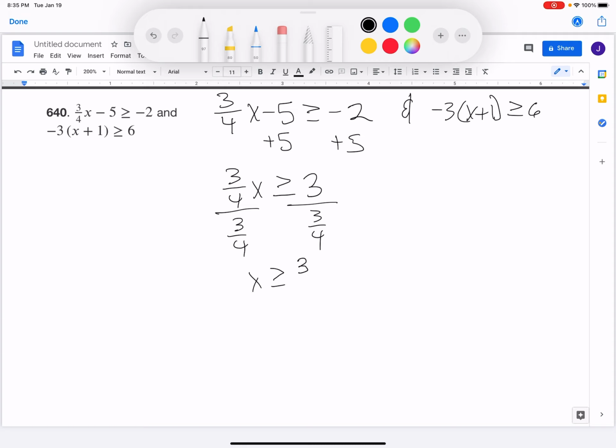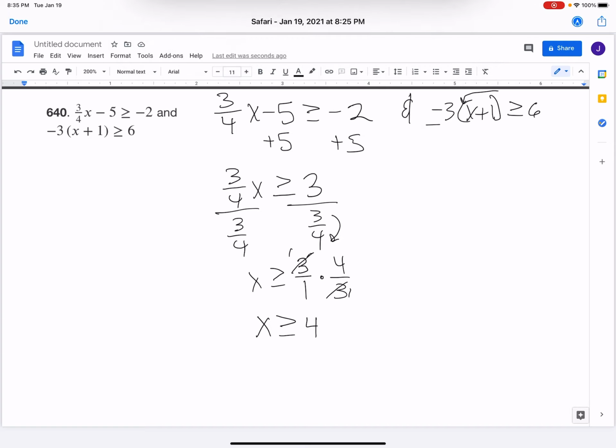When we have a situation like this, I like to imagine my whole number over 1, and then we'll invert this. So it's going to be 4/3. Our 3's can get reduced, and that's going to say that x is greater than or equal to 4. And now we'll work on the next one. Usually you want to distribute. In this case, it's easier if we just ignore that and just start by dividing by -3.